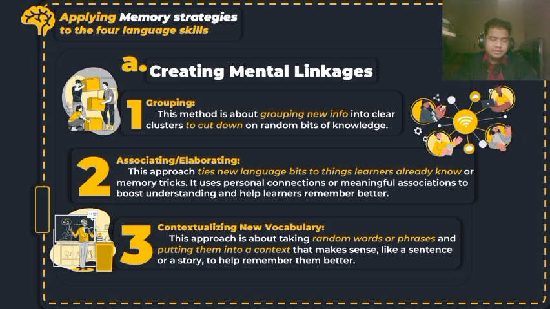Memory strategies for language learning can be categorized into three main types. As for the first one, grouping. This method is about grouping new info into clearer clusters to cut down on random bits of knowledge, as it can mean sorting words by how they function grammatically, what they want, or their structure. For example, when picking up new English words, learners might put pronouns, adjectives, and adverbs together.